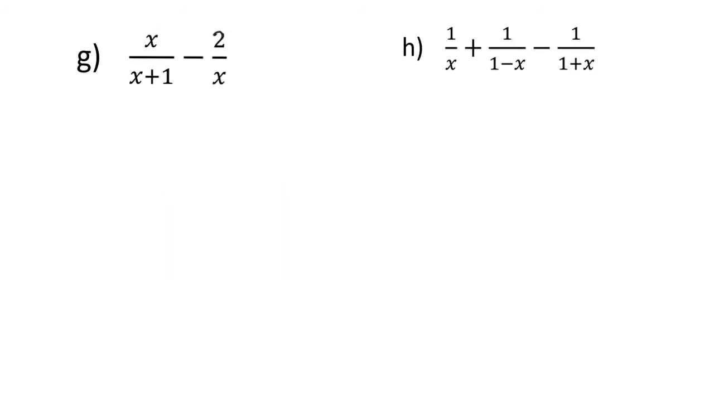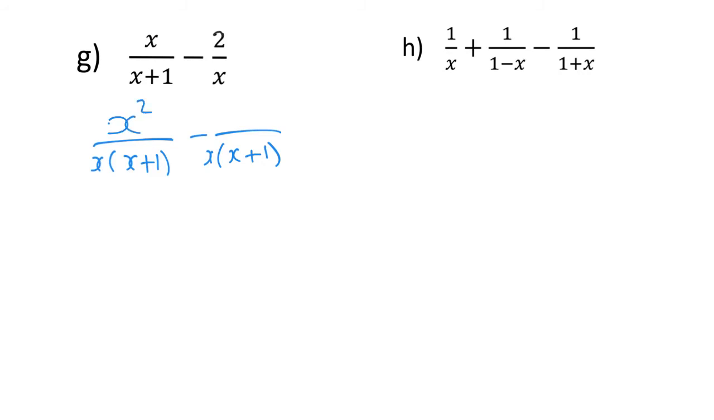Example G, we get x over x plus 1, take away 2 over x. So this is a case where the common denominator is going to be found by multiplying the two together. So x on x plus 1. So the denominator in the second fraction is also going to be x upon x plus 1. To get from x plus 1 to x times x plus 1, we've multiplied by x. So if we've done that in the denominator, we need to do it in the numerator as well. So we multiply x by x, and we get x squared.